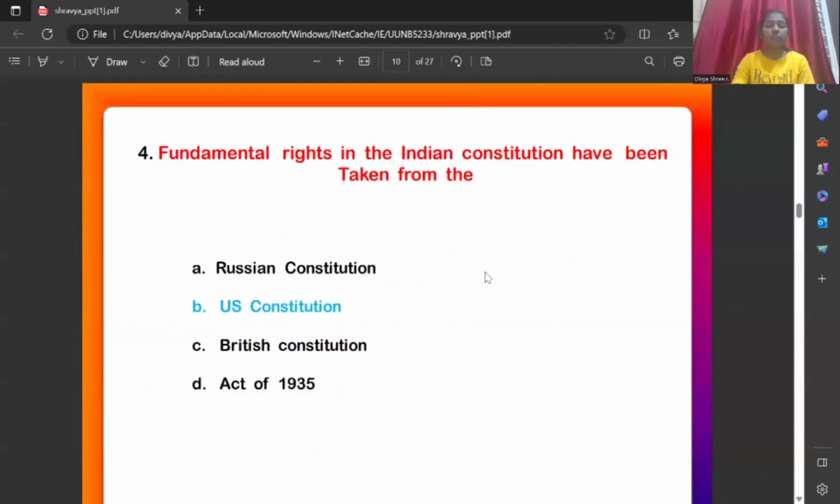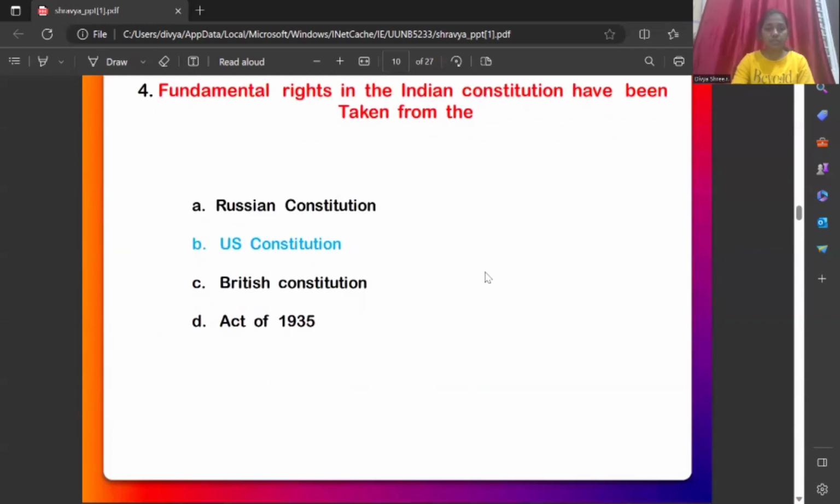And the fourth question is, fundamental rights in the Indian Constitution have been taken from which of the following? The options are: option A is Russian Constitution, option B is US Constitution, option C is British Constitution, option D is Act of 1935. The answer is option B, that is US Constitution.